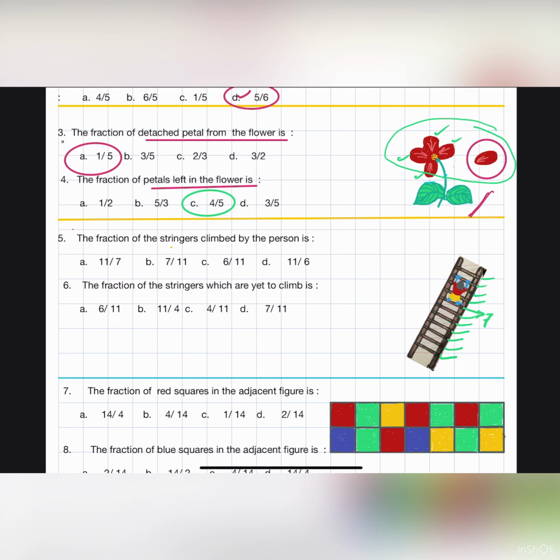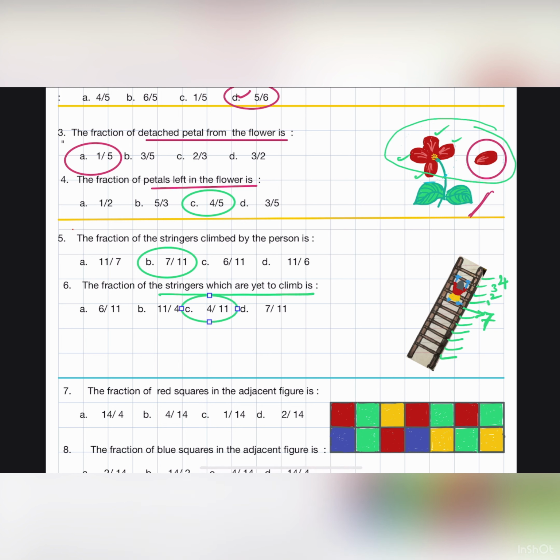And the fraction of stairs which are yet to be climbed. How many are to be climbed? 11 are there, and how many to be climbed? 1, 2, 3, 4. So 4 out of how many? 11. So option C. This is the correct option.